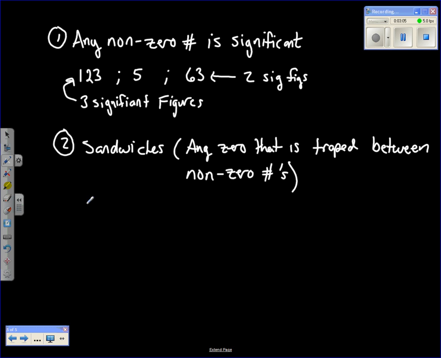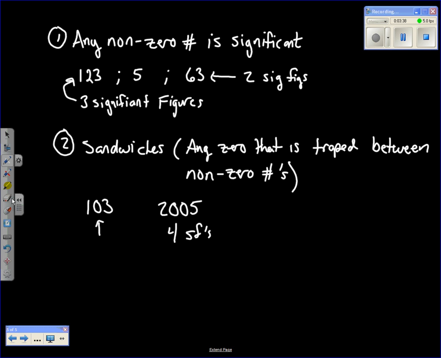Okay, this kind of sandwich would be like 103. This zero is sandwiched between the 1 and the 3, therefore it is significant. Okay? And you can see a variety of examples like this. For instance, 2005. Both zeros are trapped, therefore it's a mega sandwich. But it means that all 4 of these numbers are significant, so there would be 4 sig figs. Okay, so there's 2 of the rules.